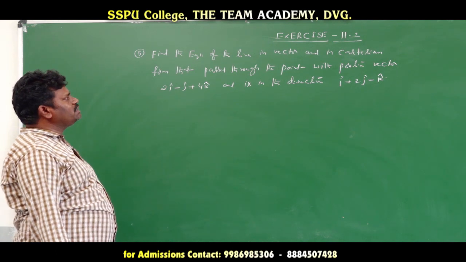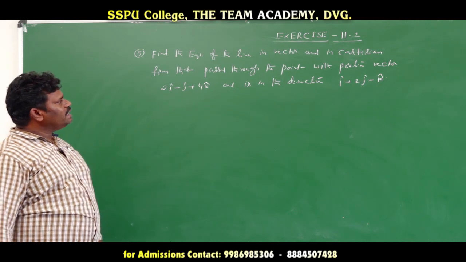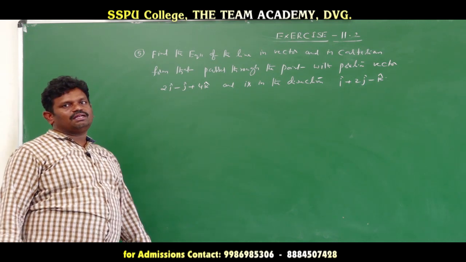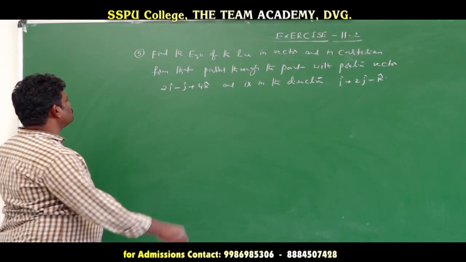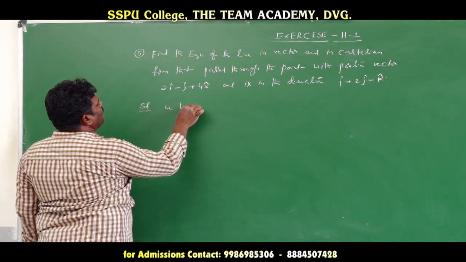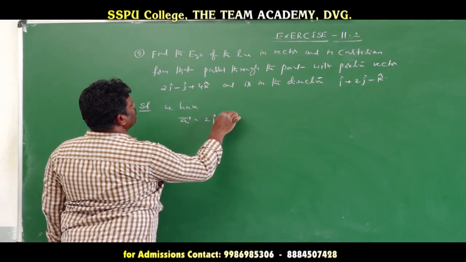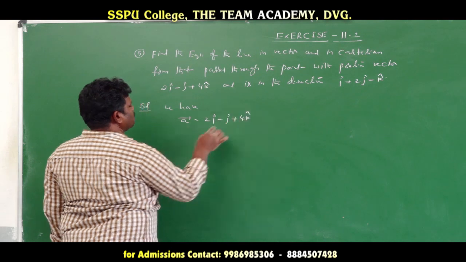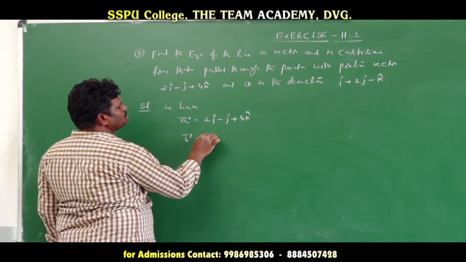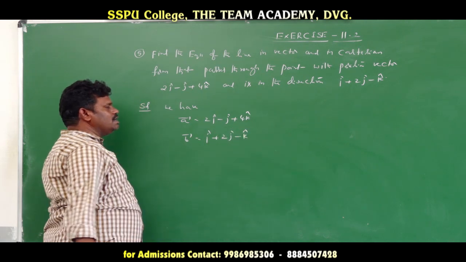Find the equation of the line in vector and Cartesian form that passes through the point with position vector, which is directly given, and is in the direction. Direction means the parallel vector. So first we directly write A bar is equal to 2I cap minus j cap plus 4k cap. So B bar is equal to I cap plus 2j cap minus k cap.